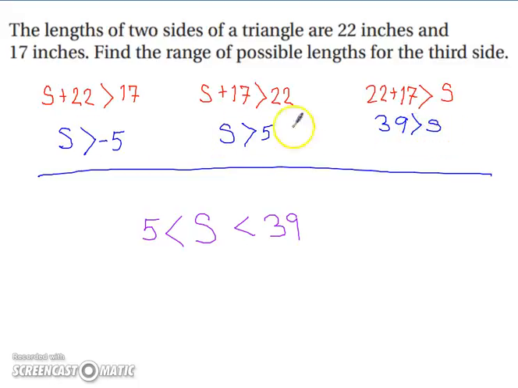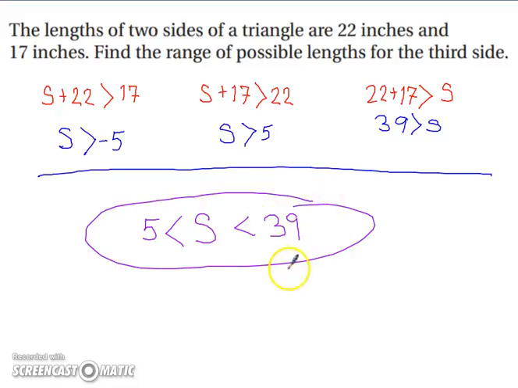One of your 3 is obsolete. S has to be greater than 5, and S has to be greater than negative 5. So therefore, it's going to have to be greater than 5. So we have 5 is less than S is less than 39. And there's your final result. And that concludes our lesson on indirect proof and inequalities in one triangle.